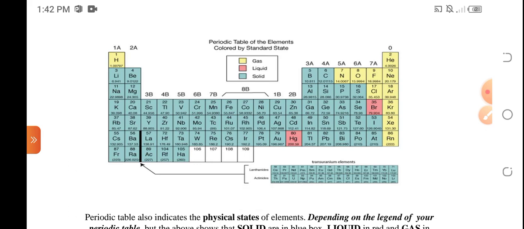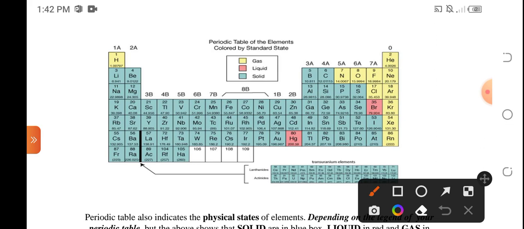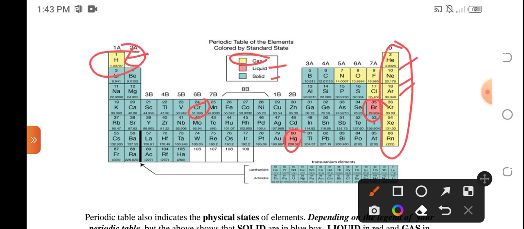And also, using your periodic table, we can also know the physical states of the elements. That depends on the legend used in making your periodic table. But in the periodic table of my example, the legend is that gases are usually written in yellow blocks, liquids are in red, and solids are in blue. Okay? So you can tell their physical state. All inert gases are gases, so they have yellow here. Hydrogen is also a gas.